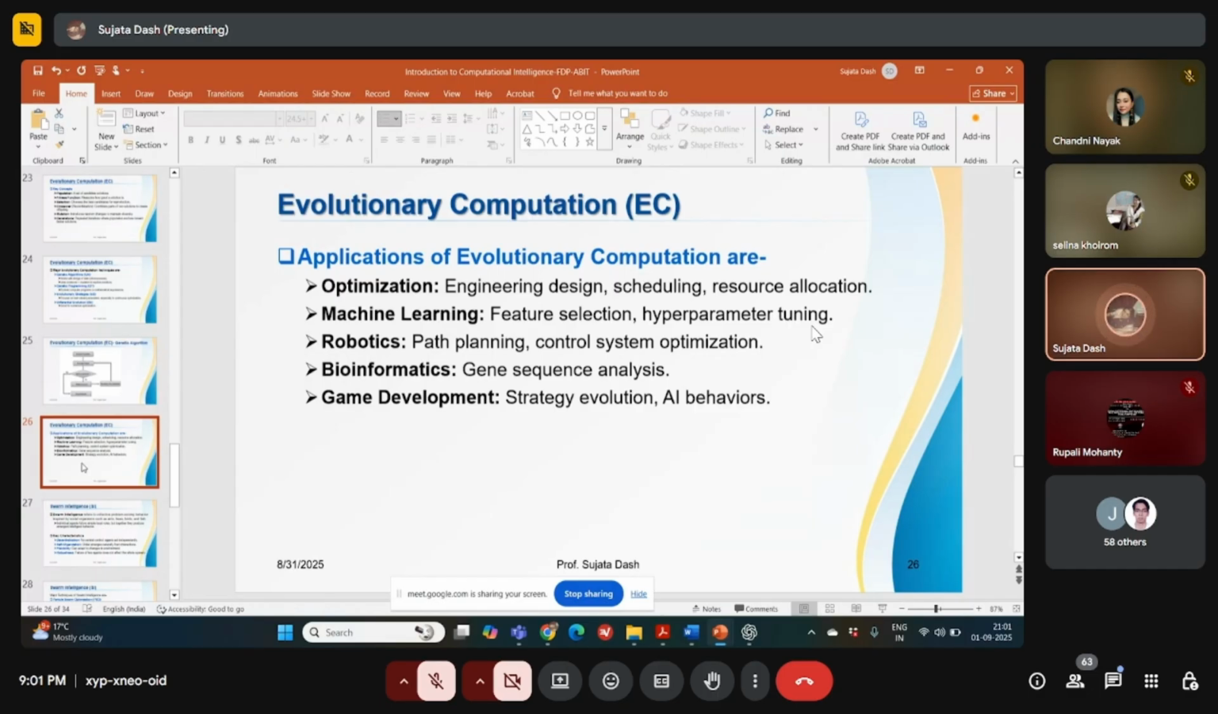And then the last one is game development, strategy evolution. So EC is used to evolve intelligent strategies in games, and also AI behaviors. Like non-player characters can adapt and evolve their actions to make games more challenging and lifelike. So these are the different applications of evolutionary computation.